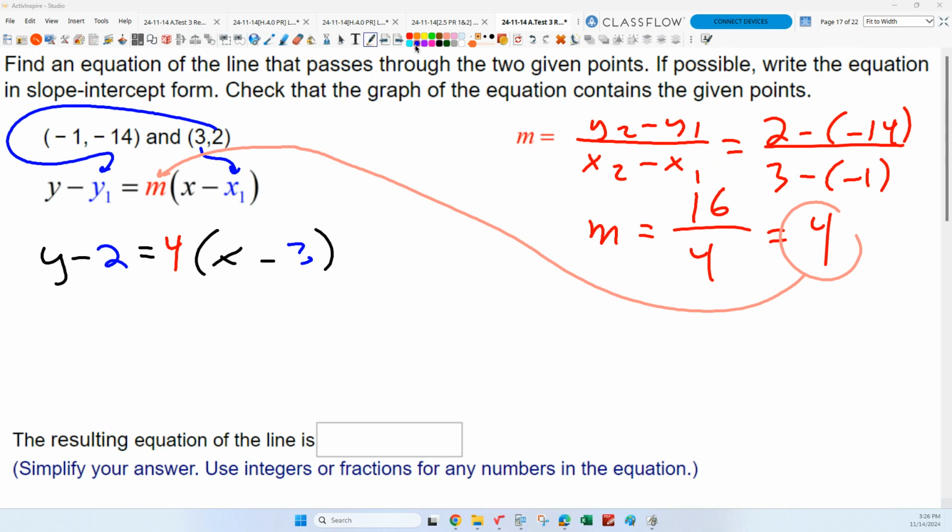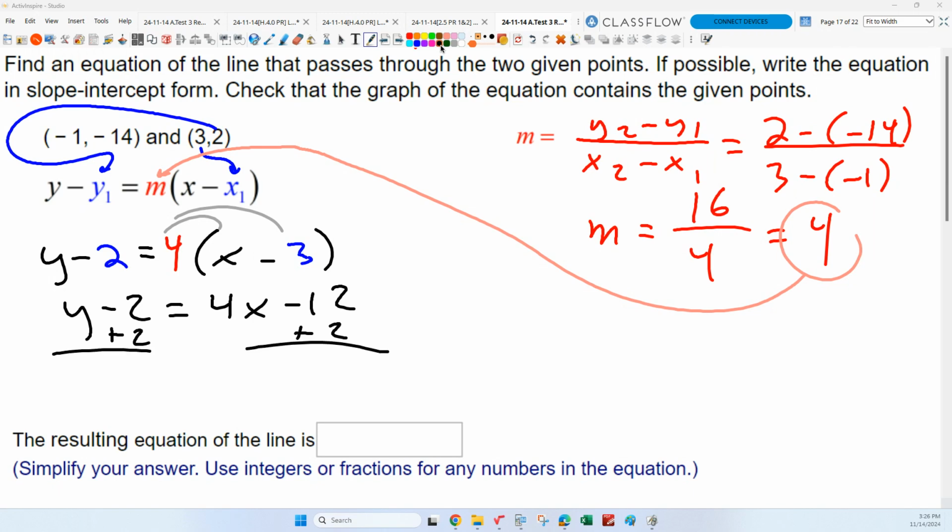And what are the steps from there? Same, it's like getting kind of boring. Same thing we did last time. What do we do first? Distribute slope, isolate y. Good, so if we distribute the 4, we get y minus 2 equals 4x minus 12. We add 2 to both sides. And we get y by itself equals 4x minus 10. Everybody agree? Yes. Okay.